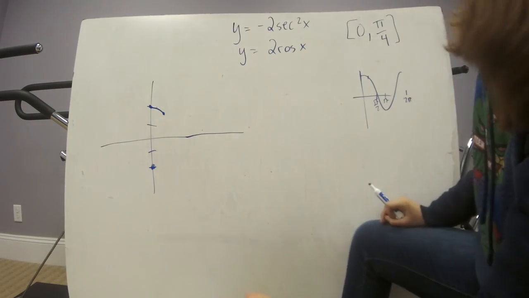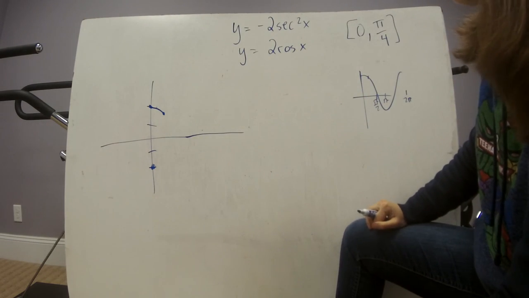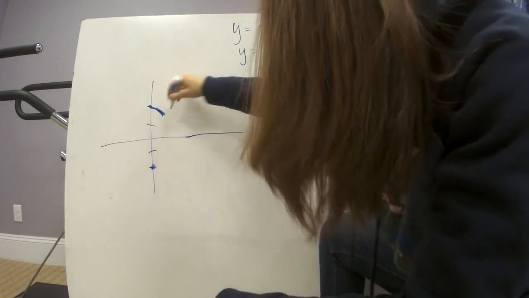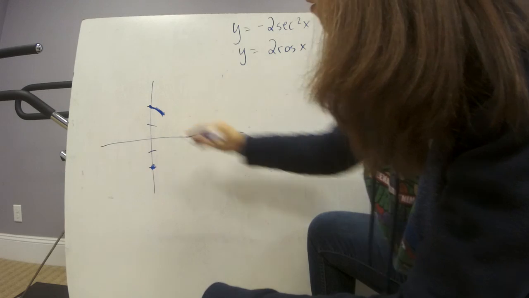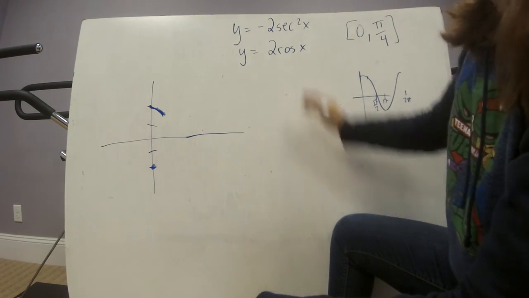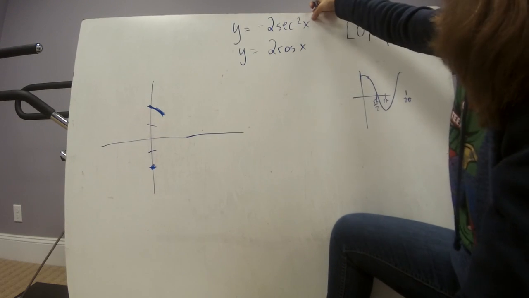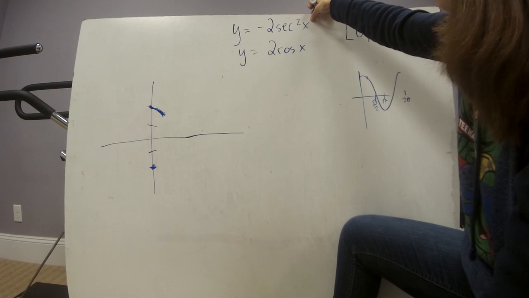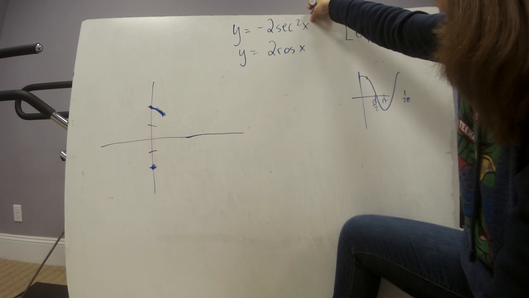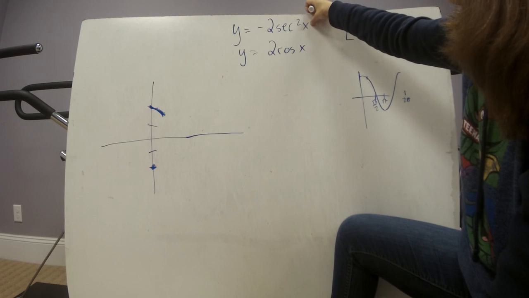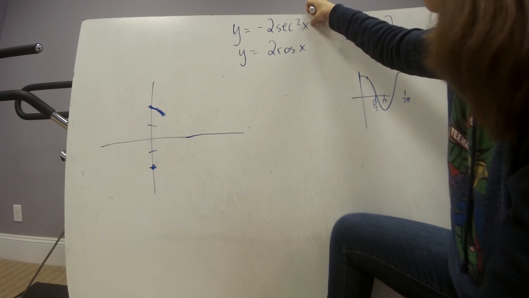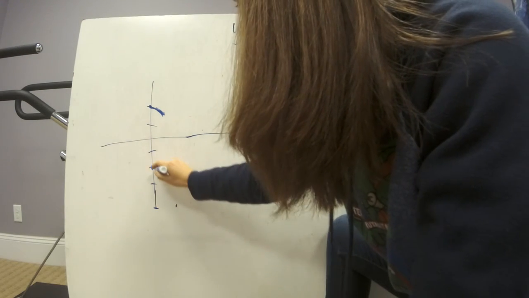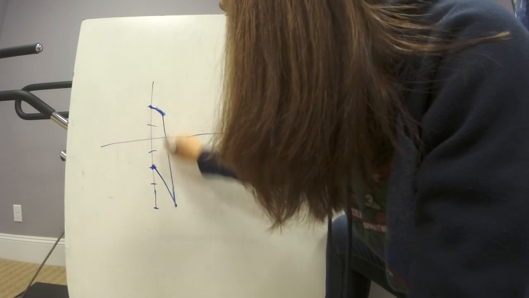If you plug in pi over 4, that's root 2 over 2 times 2 is root 2. So since they only want us to go in between 0 and pi over 4, we're just up here. And then this thing, when you plug in pi over 4, you get root 2, and then squared you get 2. You're at negative 4. So this thing goes down to negative 4 by now.